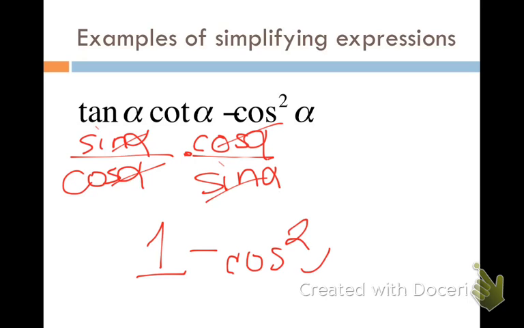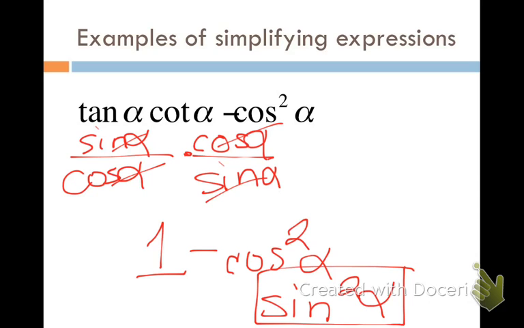Anytime you see 1 and something squared, either adding or subtracting, you should ask yourself, could this be a Pythagorean identity, or at least one that's been rearranged? And in fact, this is our first Pythagorean identity rearranged. And so the answer here, the most simplified version, is sine squared alpha. Alphas are really sloppy today.